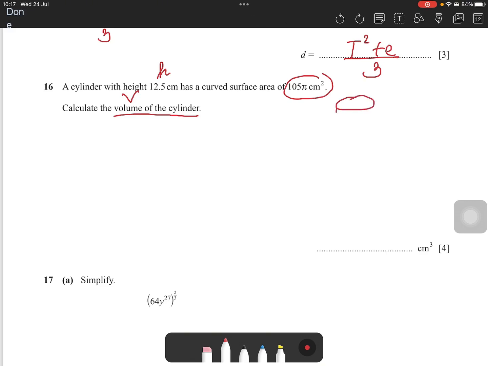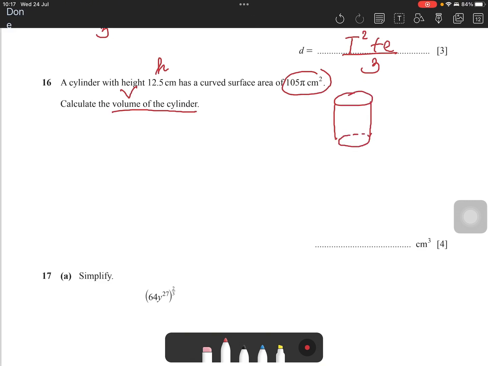You know that in a cylinder, when we unfold it, we'll have 2 circles as the base and 1 rectangle as the curved surface area. The curved surface area is actually this rectangle. And in this rectangle, the length is actually the circumference of the cylinder. The circumference of the circle is 2 pi r, and the width is the height of the cylinder.